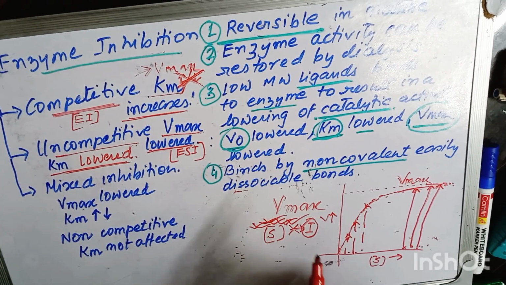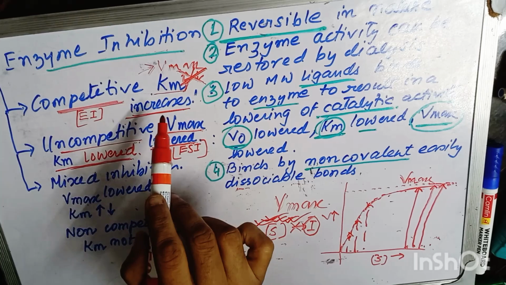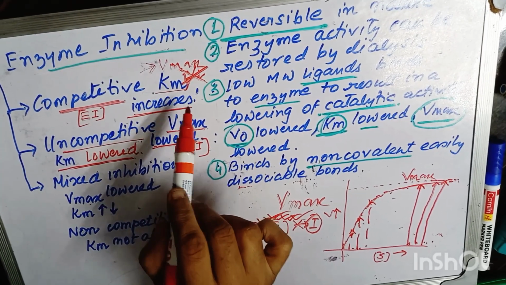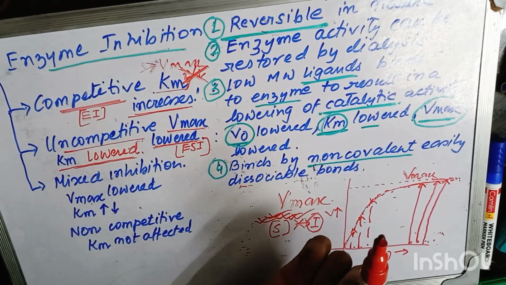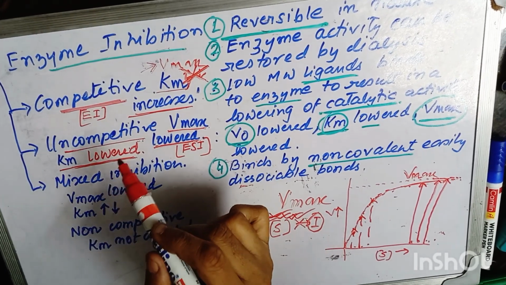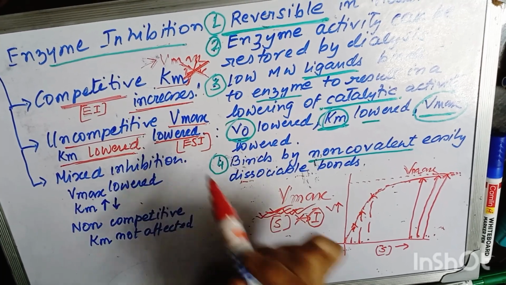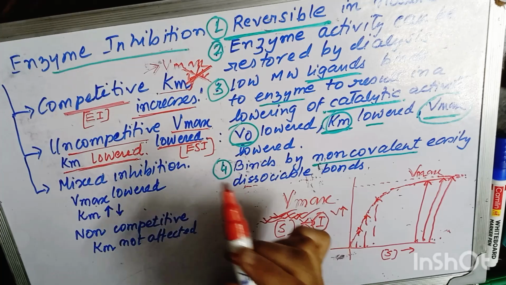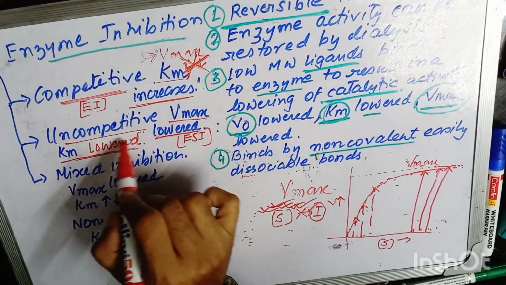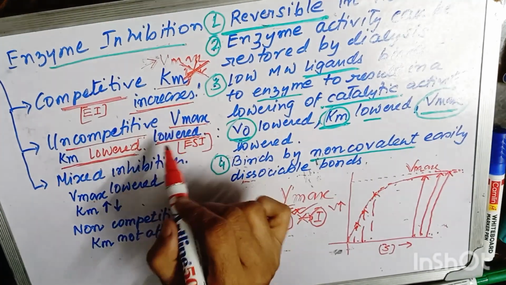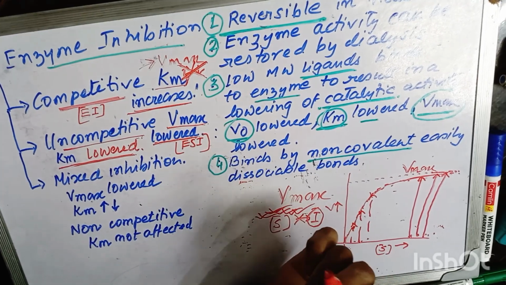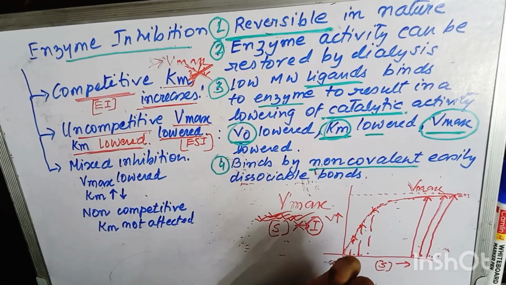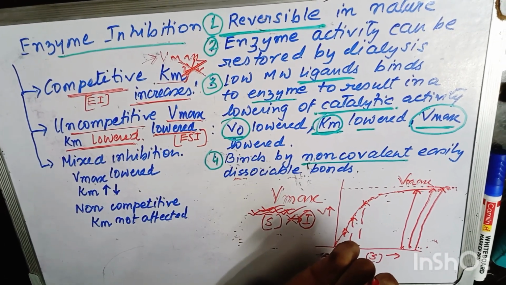The Vmax is not altered, the Km value increases, the substrate affinity is lowered. Km increase means just the opposite, the substrate affinity is lowered. And in case of uncompetitive inhibition, the inhibitor will bind to the ES complex. Because it promotes the ES complex, we say that the Km value is lowered, and the Vmax is also lowered, because once the inhibitor binds to the ES complex, it will not allow the catalytic activity of the enzyme. So the Vmax is lowered.